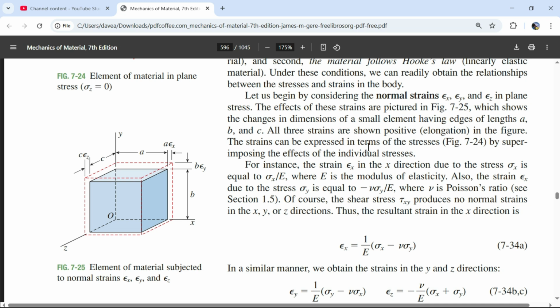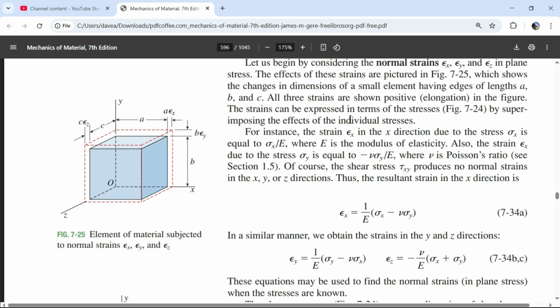The strains can be expressed in terms of stresses by superimposing the effects of the individual stresses. So that's the part that I was kind of waiting for. It's like, if I do know the strain, that's why I do not like the word stress and strain. They sound almost the same. If I know this change in length in the x, I know that has to be associated with some sort of stress in the x. If this was 1 meter long, and then this change in length was 0.2 millimeters, booyah! I know the stress on this face, the normal stress, is going to be 58,000 pounds.